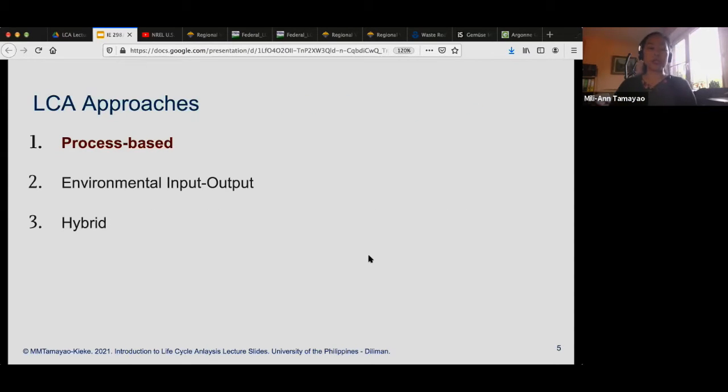Okay, and I mentioned last time that there are 3 main approaches in doing LCA. One is process-based, the other one is environmental input-output, and then the third one is hybrid approach. And the focus of this course is the process-based approach. The things that we're going to discuss in the succeeding slides are focused on process-based, although of course, discussions on data quality requirements are also applicable to the other 2 approaches.